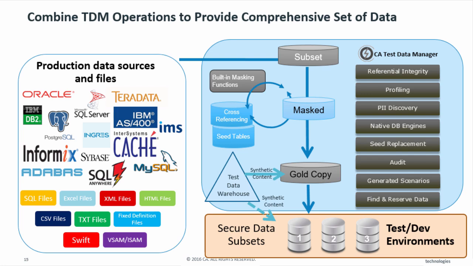And what we're suggesting is that if you're going to do those two processes, allow that to create you a gold copy of subsetted masked content that you can then go back to your business as usual process and copy as many times as you like into those different testing and development environments. You can also have in the test data warehouse the synthetic content if you wish to add additional content.